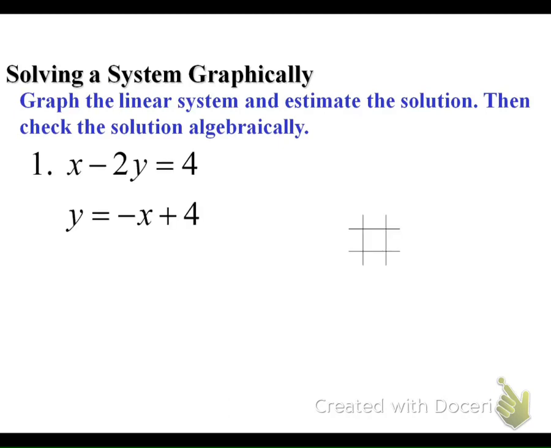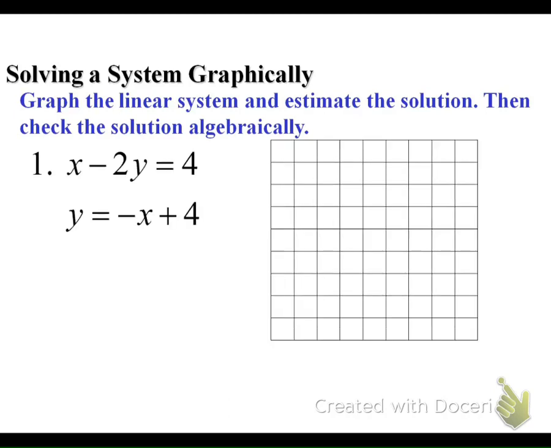Here's our first example. Now, there's a couple different ways you could graph that first line, x minus 2y equals 4. Some people like to get it into y equals mx plus b. Some people like to use x and y intercepts. Do you guys have a preference? Okay, I'll do them all in y equals mx plus b then.